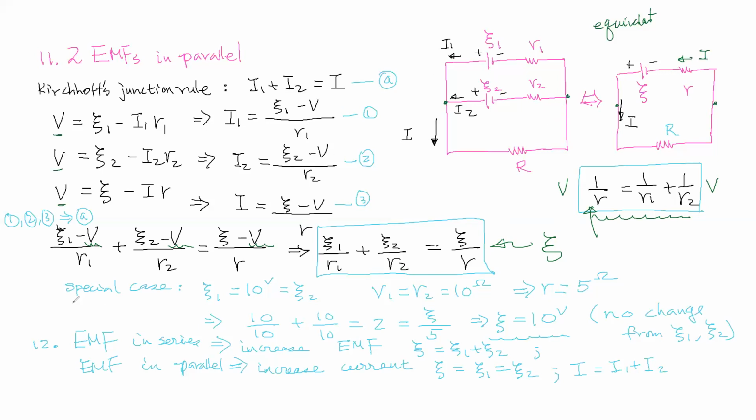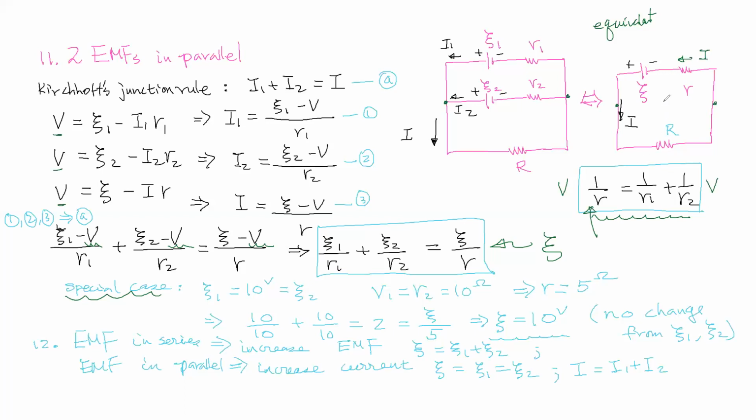Now, in a special case, if we make epsilon 1 equal to epsilon 2, let's say equal to 10 volts, and R1 equal to R2, let's say also equal to 10 ohms, you can use this formula to obtain the equivalent resistance, which will be 5. Then you put all these numbers into this formula: 10 divided by 10 plus 10 divided by 10 equals epsilon, which we don't know, divided by R, which is 5. So you can find that epsilon is equal to 10 volts.